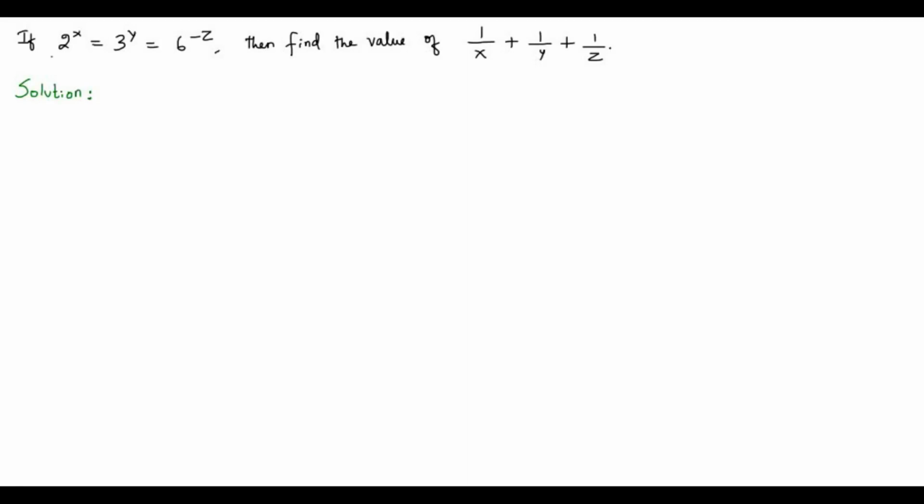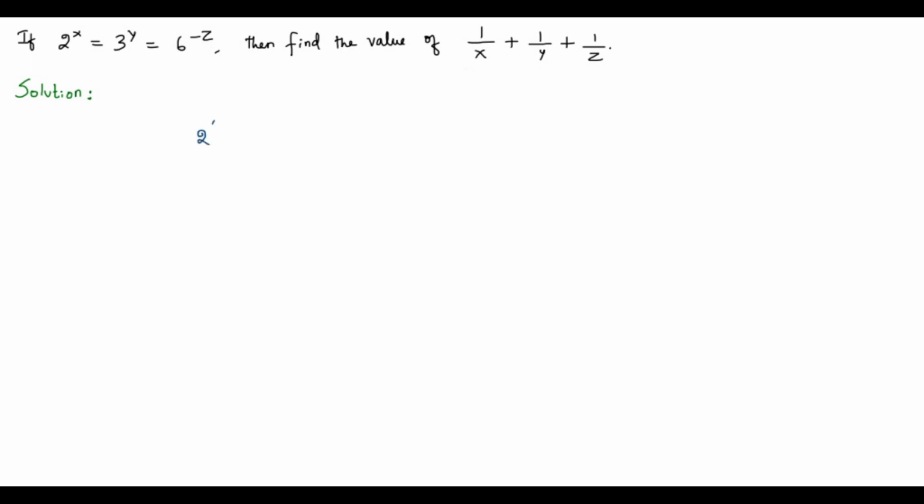Here we have a problem on indices. Okay, let's read the question to understand the information. If 2 power x is equal to 3 power y is equal to 6 power minus z, then find the value of 1 by x plus 1 by y plus 1 by z. Okay, this is the information we have. Using this information, we have to find the value of this expression.